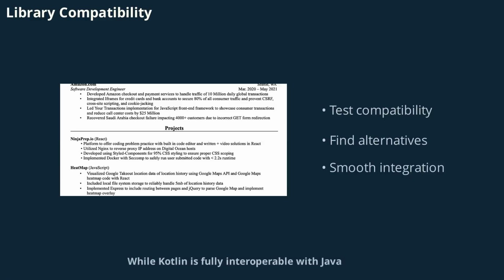While Kotlin is fully interoperable with Java, some older libraries may not work seamlessly. Developers should test compatibility and look for updated versions or alternatives when integrating third-party tools. Staying aware of potential issues ensures smoother project development and maintenance.